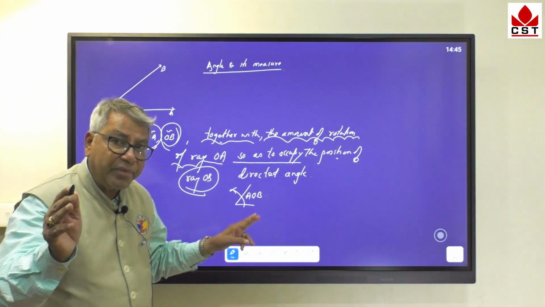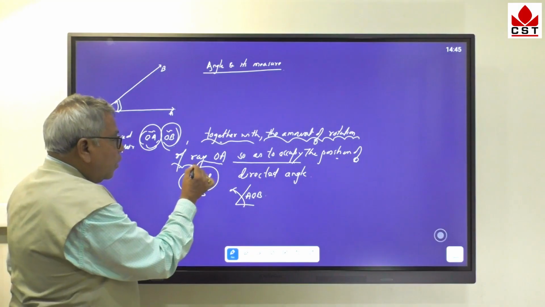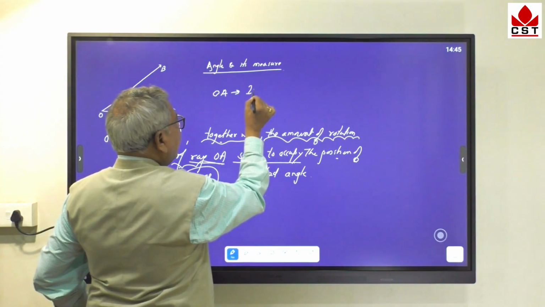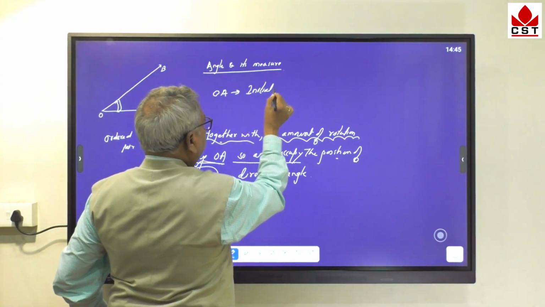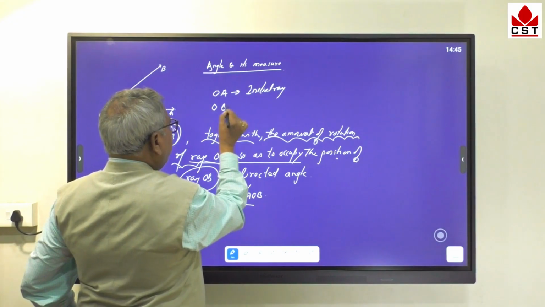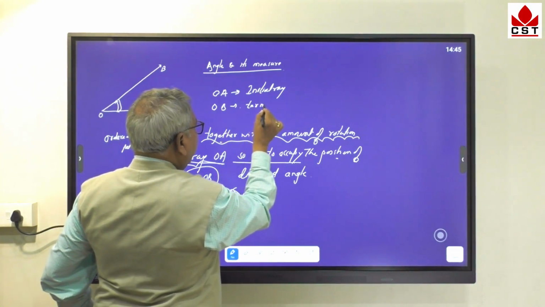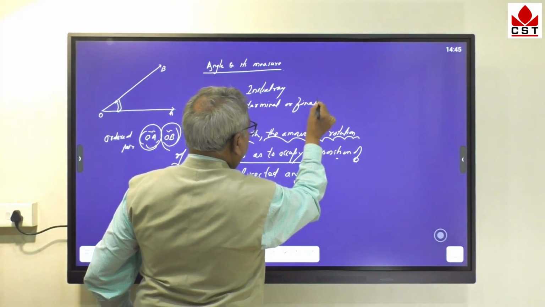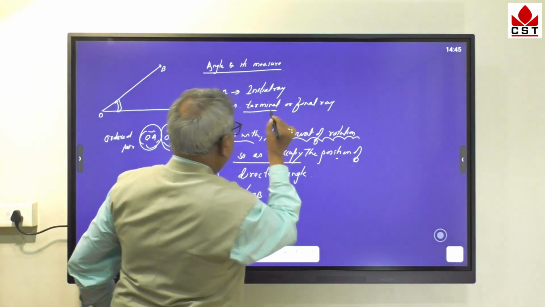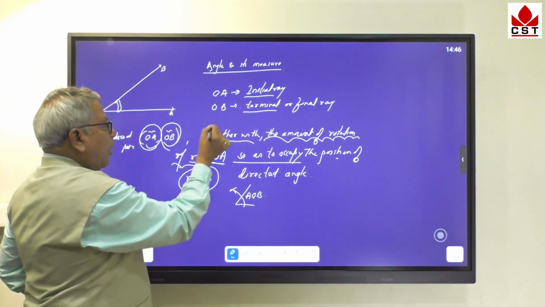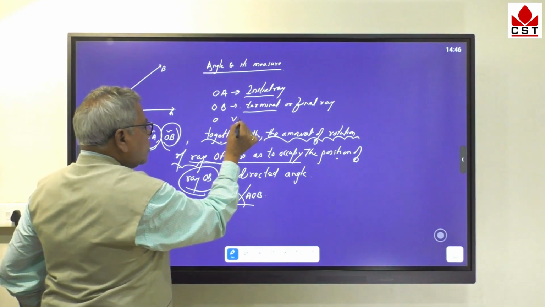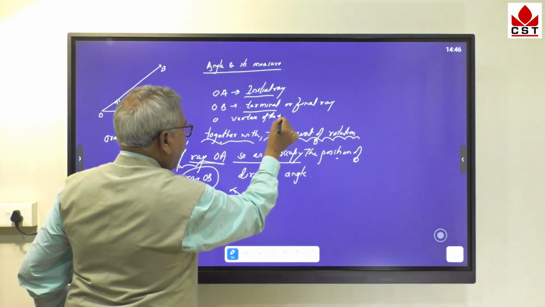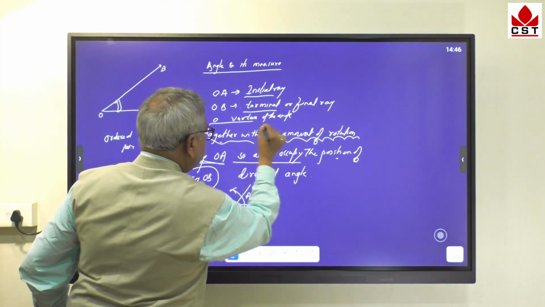Direction is very important. Listen here. Who rotates? Ray OA is called the initial ray, and ray OB is called the terminal or final ray. And point O is called the vertex of the angle. Do you follow that?